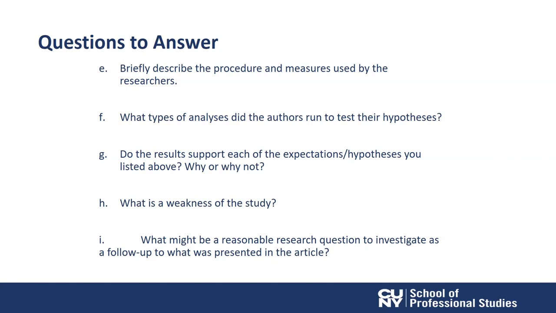Next, we get what is a weakness of the study. So as I mentioned, you don't have to guess this, but the authors usually identify it. You may find something else, but it's pretty safe to go with what the authors say is a weakness. And in terms of if you're doing research dissection for an assignment or something of that sort.